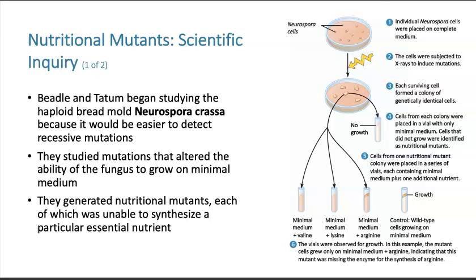And then along come two new researchers, Beadle and Tatum. What they did was they looked at a mold found on bread called Neurospora crassa. They thought it would be really easy to detect mutations in this Neurospora, this mold. And one of the things that they were most interested in is the mutations that allowed the fungus to grow on something called minimal medium.